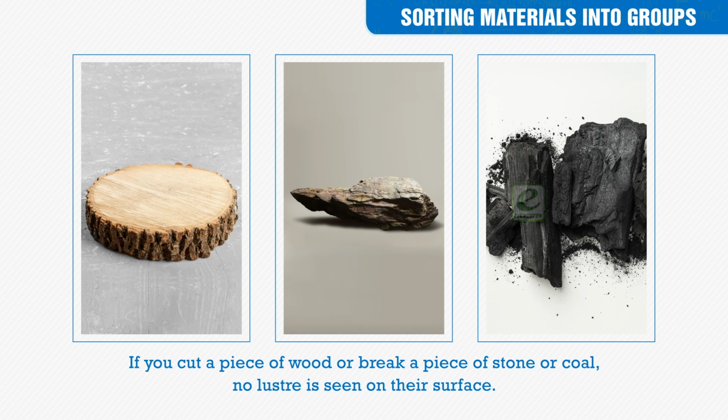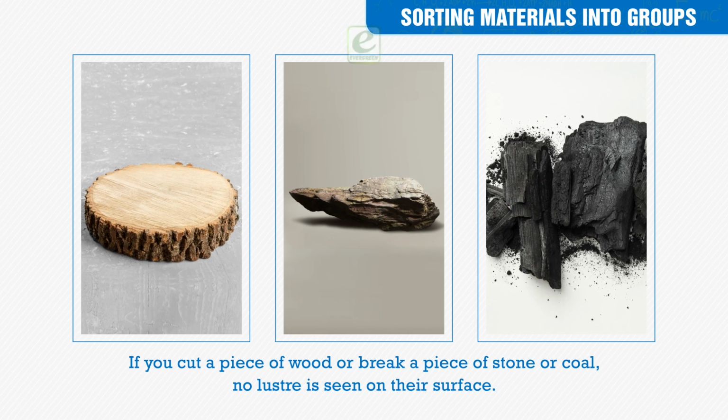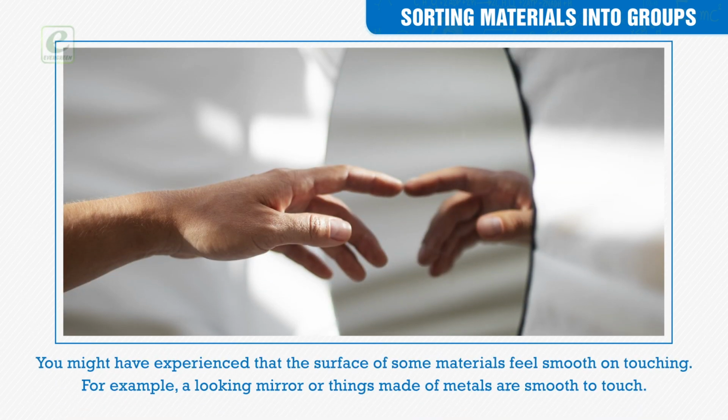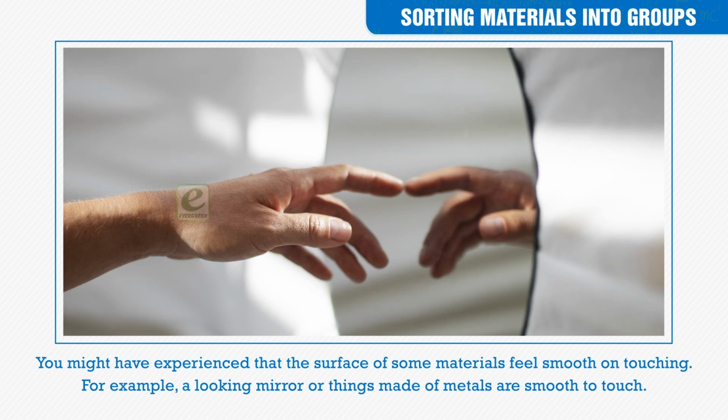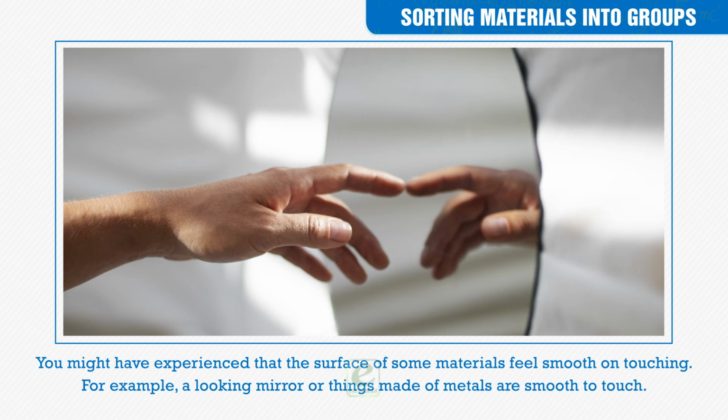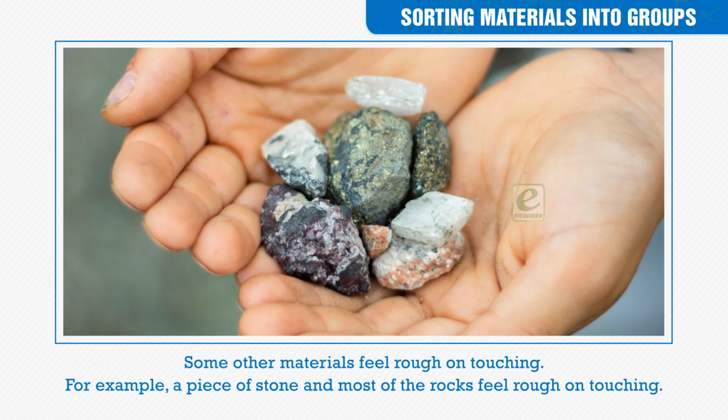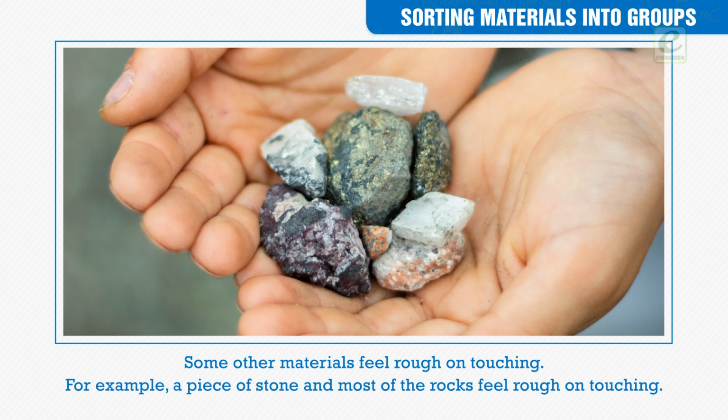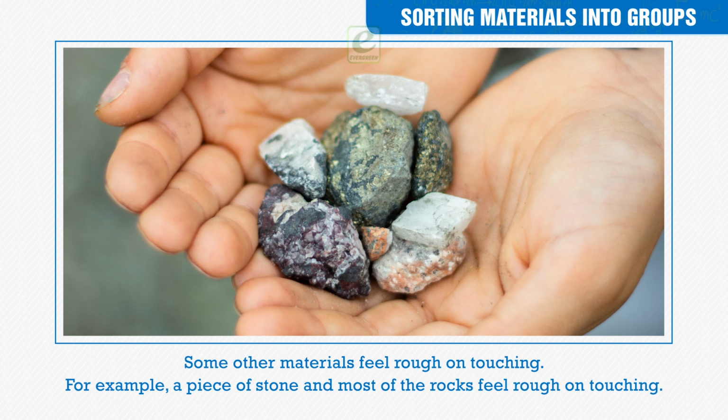If you cut a piece of wood or break a piece of stone or coal, no luster is seen on their surface. You might have experienced that the surface of some materials feels smooth on touching. For example, a looking mirror or things made of metals are smooth to touch. Some other materials feel rough on touching. For example, a piece of stone and most of the rocks feel rough on touching.